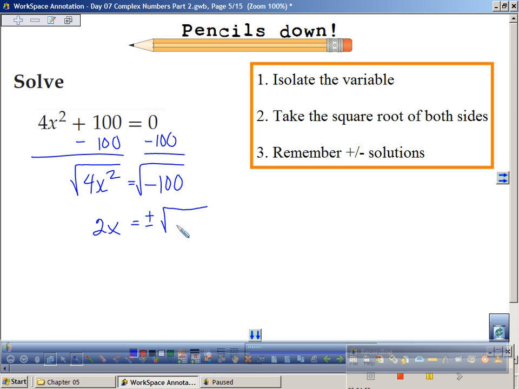What do you guys think? Negative what? Negative 1 times what? 10 squared. Then what gets kicked out? They actually both get kicked out, right? Correct? Okay, so we're left with 2x. I'm going to take the square out of it for now. 2x equals 10i. Perfect.